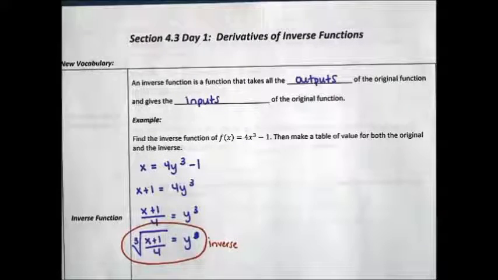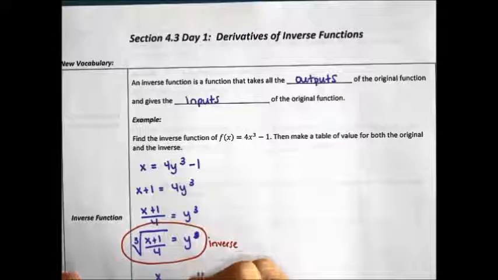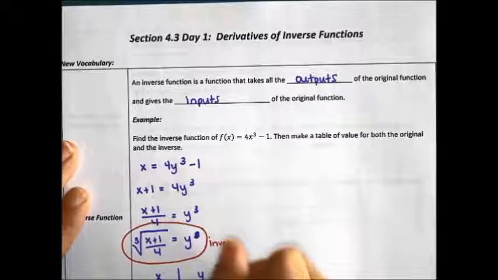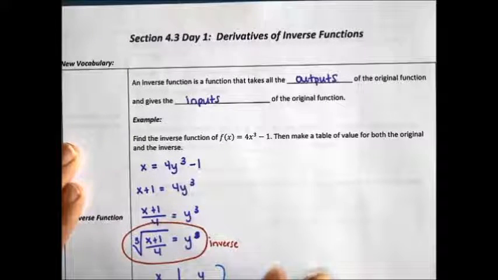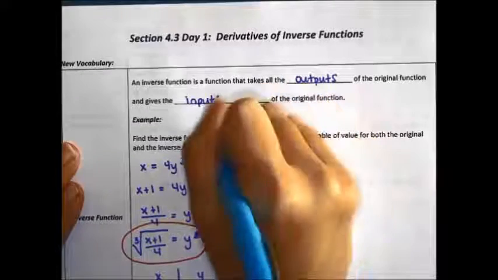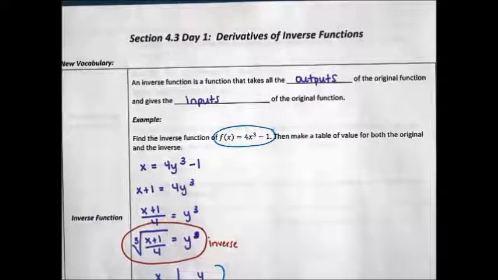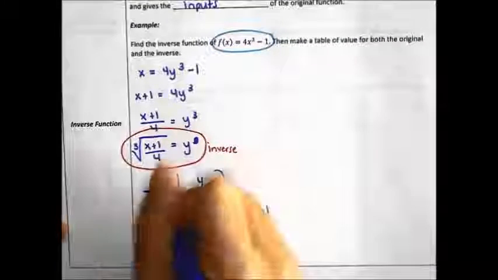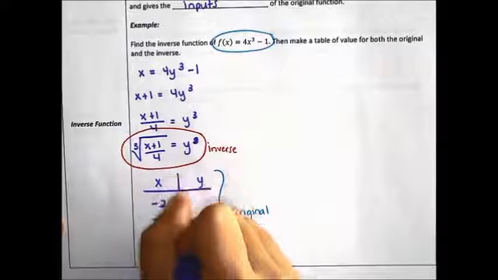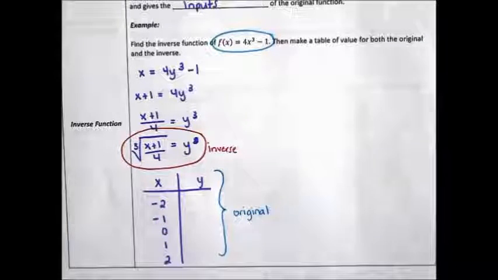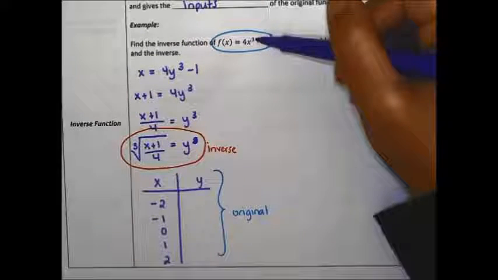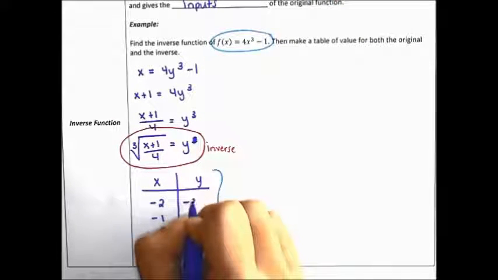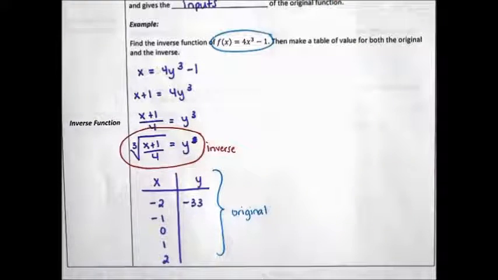Now let's make two different tables of values. This is going to be the table of values for the original. So let's look at the original function. I'm going to pick some x's, just kind of randomly: -2, -1, 0, 1, and 2. If I take a -2 and I plug it in here, I get -8 times 4 is -32 minus 1 is -33.